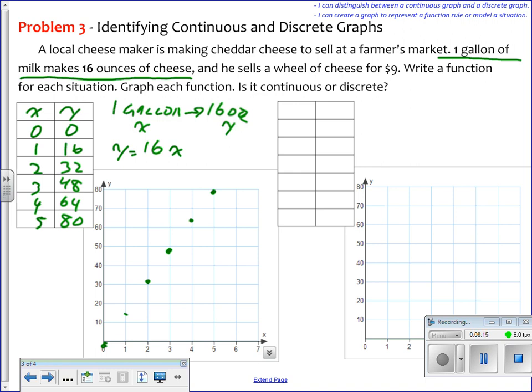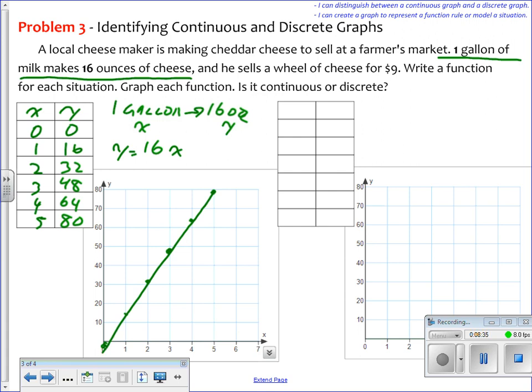Can he use half a gallon? Can he use 3/4 of a gallon? Can he use 4.268 gallons? Yes, so it's continuous. He doesn't have to add just a gallon at a time. He can use part of a gallon, which would make this a continuous graph.